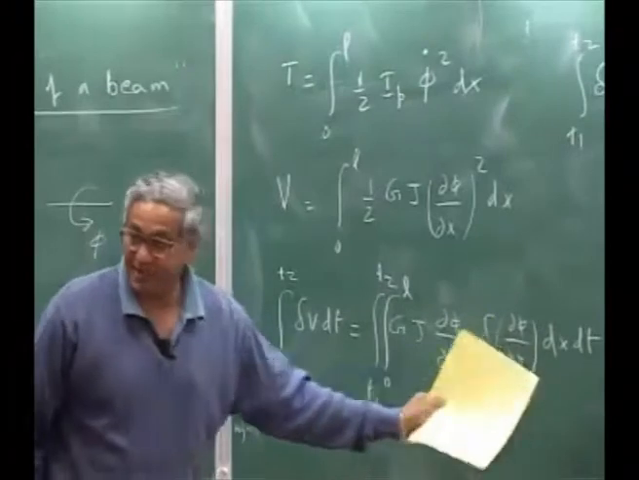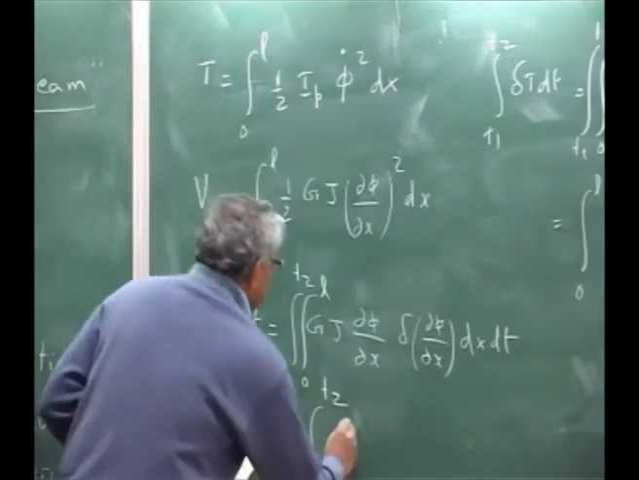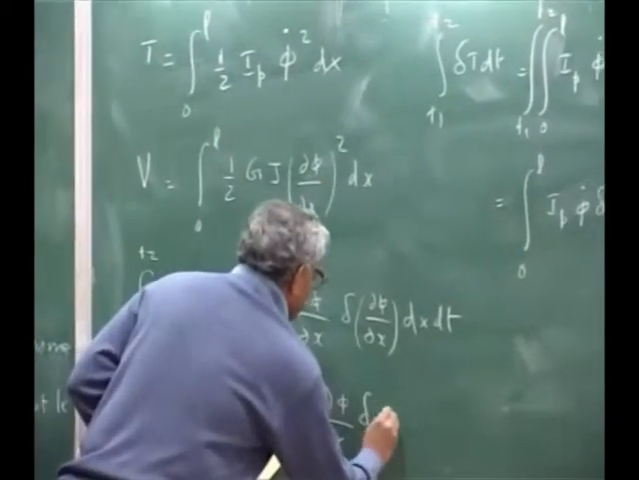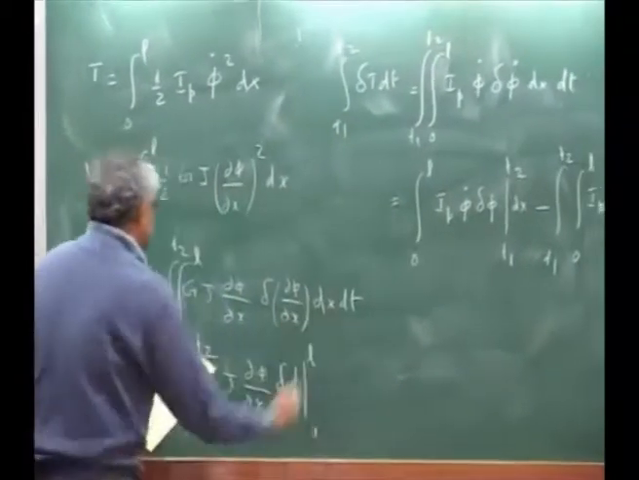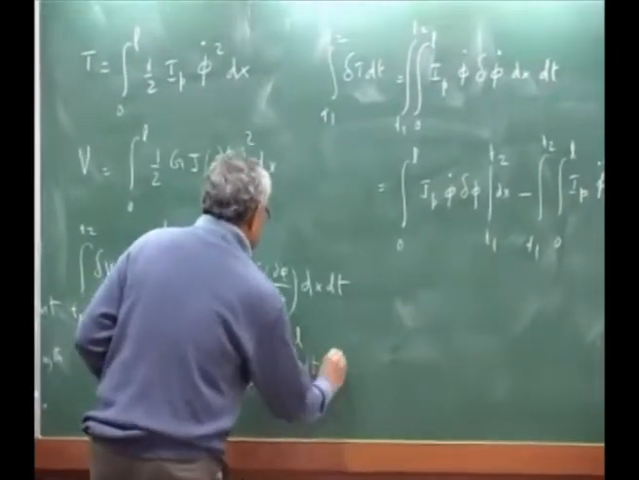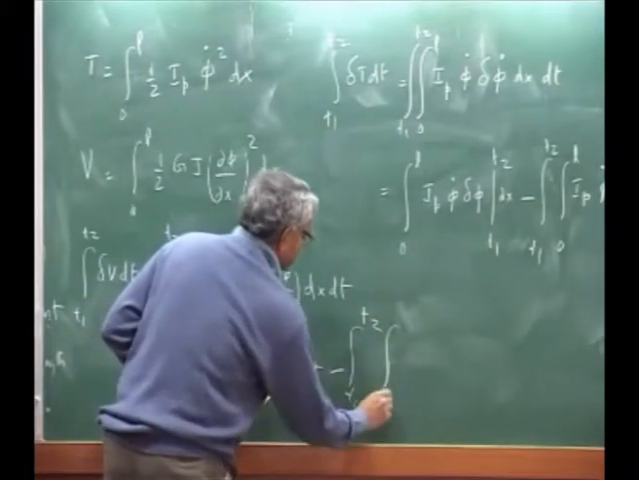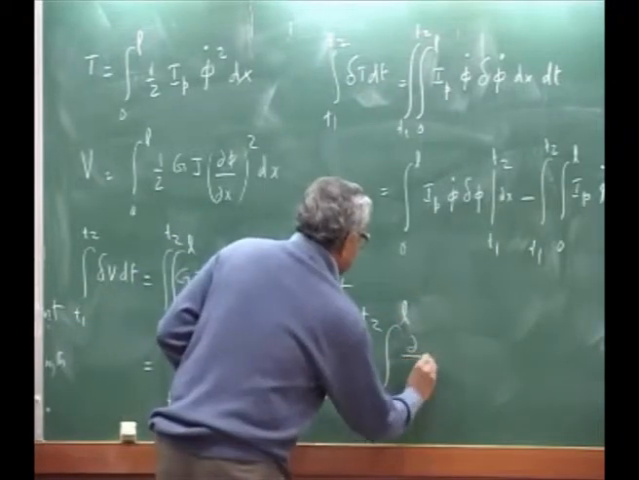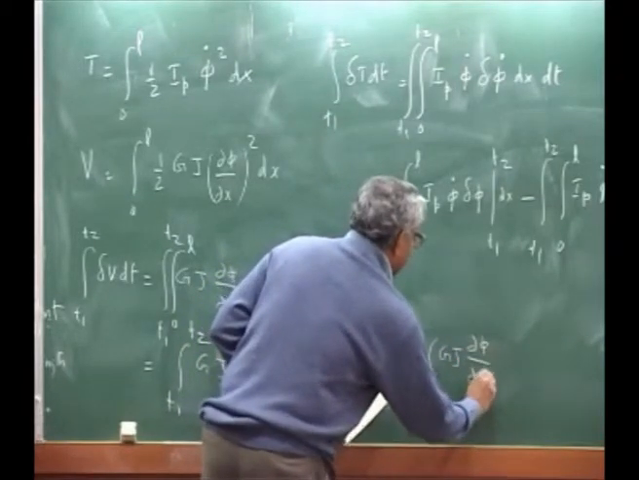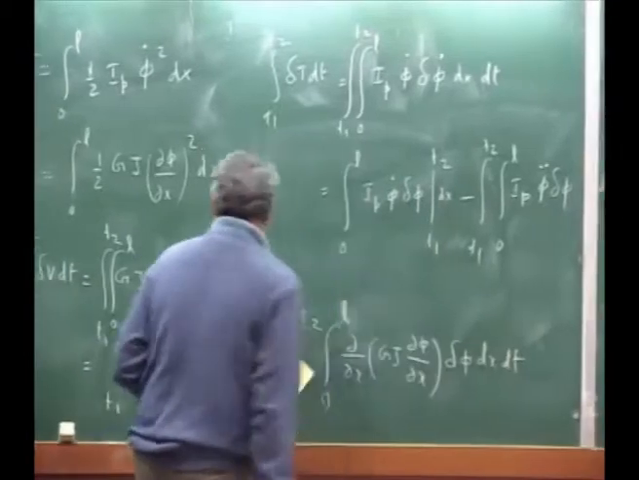Now with respect to space, then you will get the equation: integral from T1 to T2 of GJ delta phi over delta x, delta phi, from 0 to L, and there is a dt sitting here, then minus the integral from T1 to T2, integral from 0 to L, of delta over delta x of GJ delta phi over delta x, delta phi dx dt. Okay.